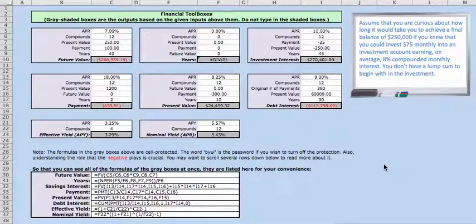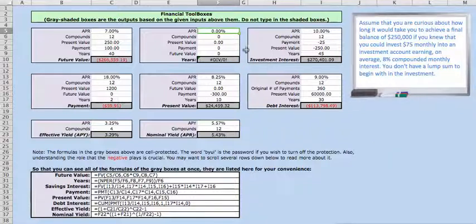Okay, in our second example, let's take a look here. Assume that you are curious about how long it would take you to achieve a final balance of, say, $250,000, if you knew that you could invest $75 monthly into an investment account earning on average 8% compounded monthly interest. You don't have a lump sum to begin with in the investment. So obviously this is about how long it's going to take, and so that would lead me to this particular calculator that we have here called years at the bottom.